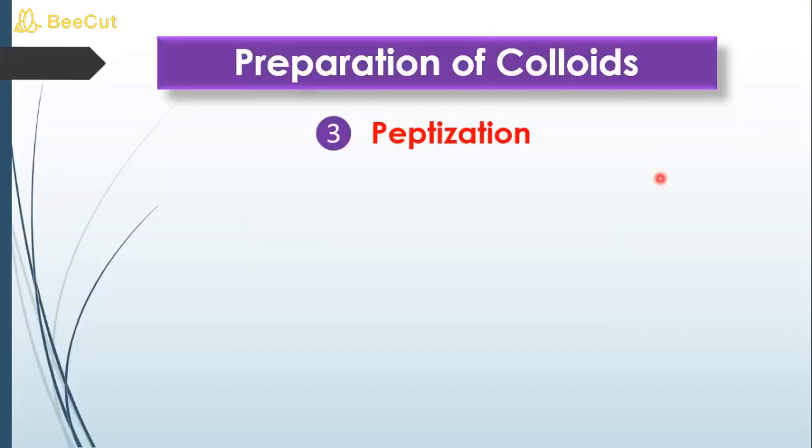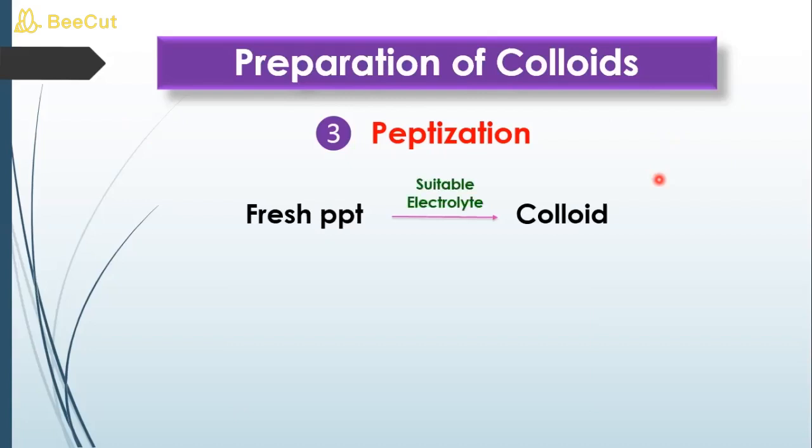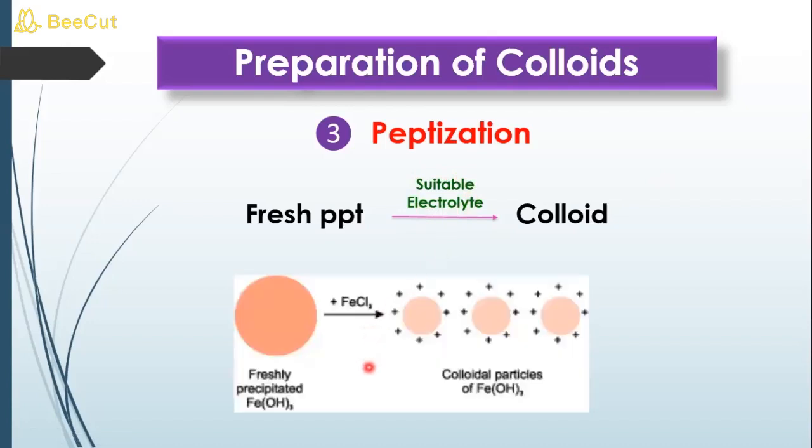The third method for the preparation of colloids is peptization. The process of converting a freshly prepared precipitate into colloidal particles by shaking it with a small amount of suitable electrolyte is called peptization. And the electrolyte which we are going to use for this purpose is called the peptizing agent. During peptization, the precipitate adsorbs one of the ions of the electrolyte on its surface. This causes the development of positive or negative charge on the precipitates, which ultimately breaks up into smaller particles of the size of a colloid.